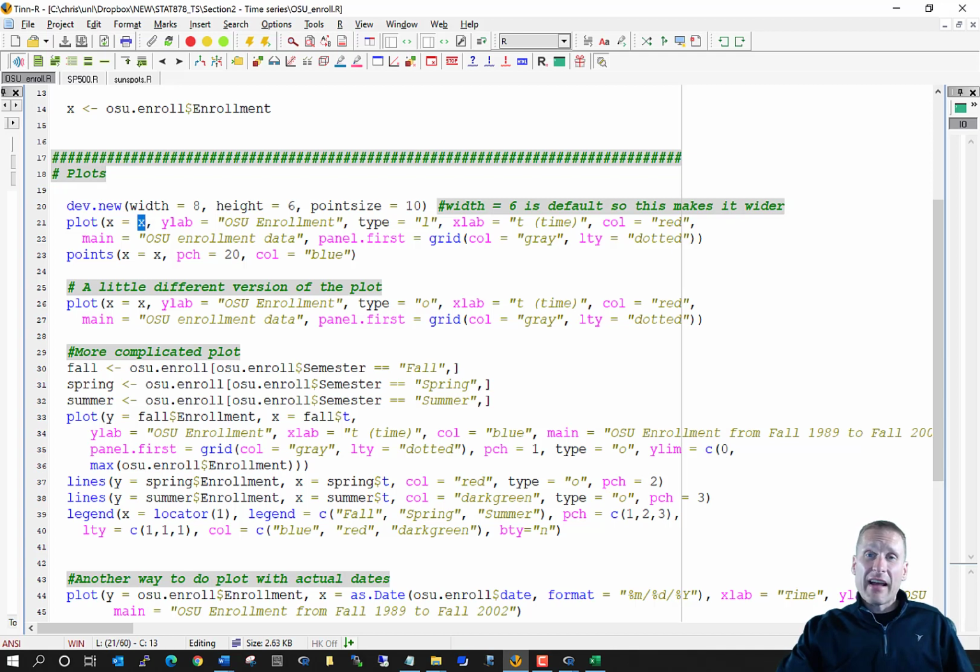And then on our x-axis of the plot is simply like an index, an observation number, or for us, t, the time. So I'm going to put a y-axis label, x-axis label. I'm going to make the color of what's plotted red. Put a title on my plot. This panel.first argument allows me to put grid lines. The grid lines are going to be colored in gray, and the line type is going to be dotted.